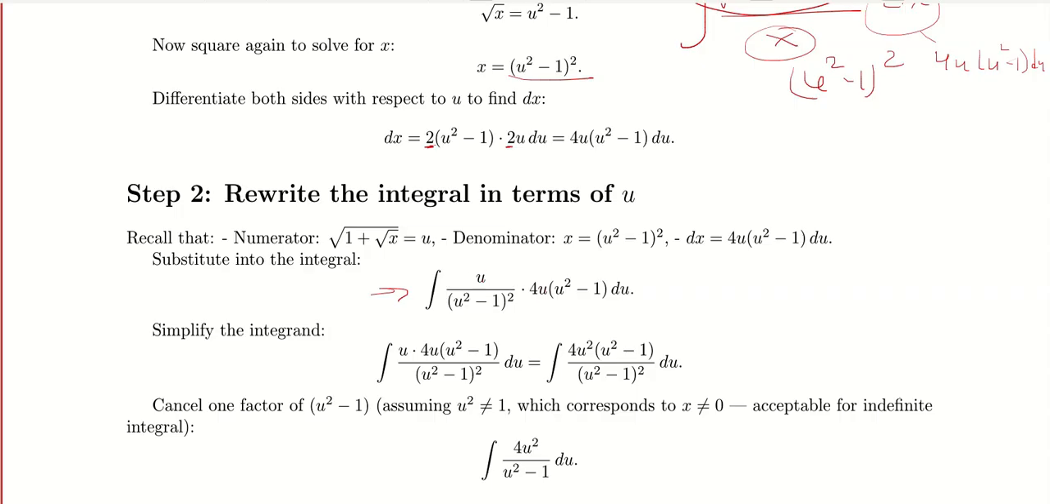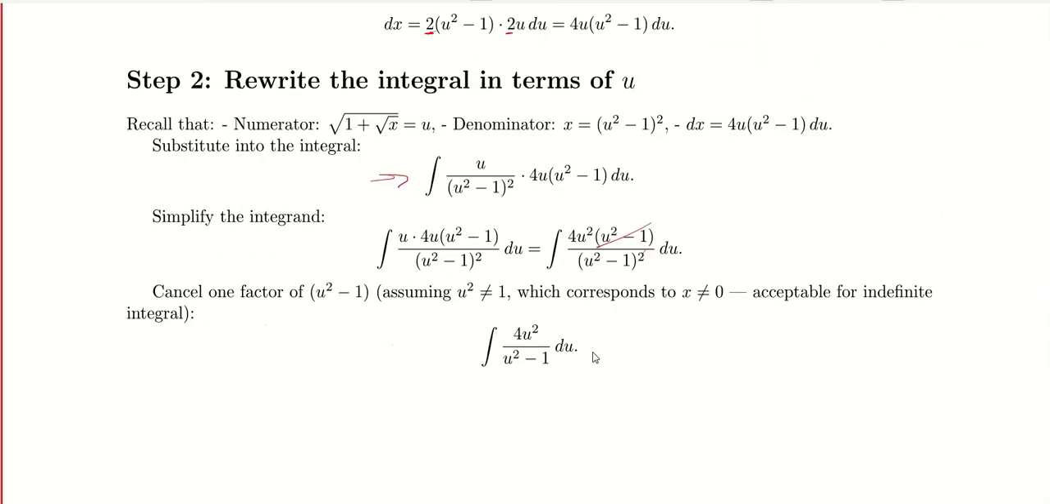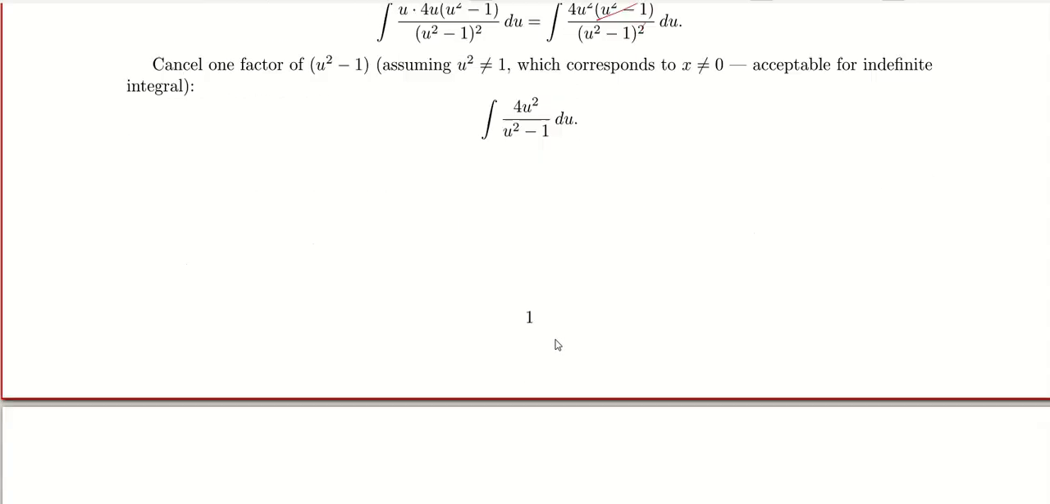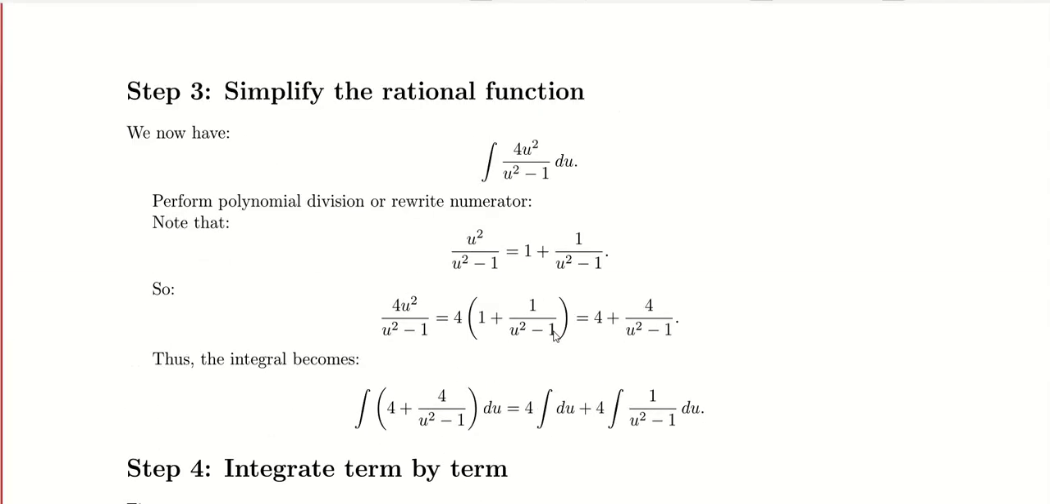So if we multiply, we have u times 4u is 4u squared times u squared minus 1, over u squared minus 1 squared. These are going to cancel. So I'm left with 4u squared over u squared minus 1 du. So that's what we need to integrate right now.